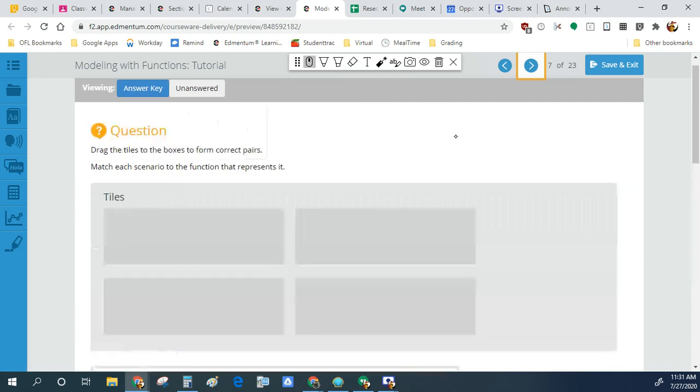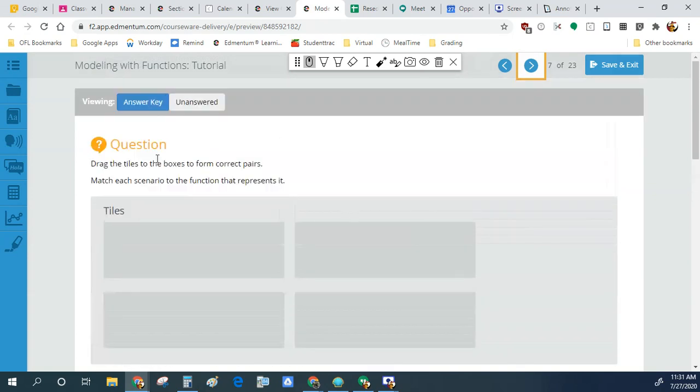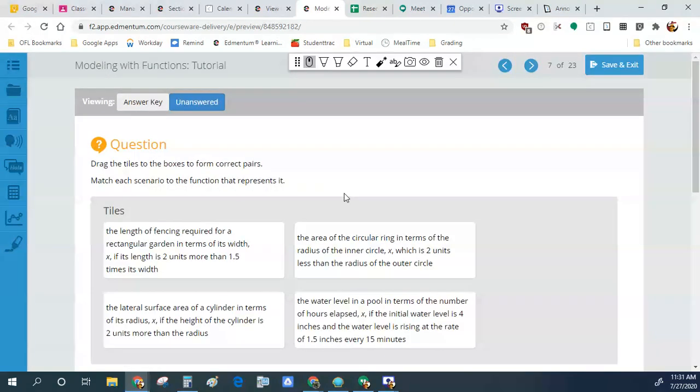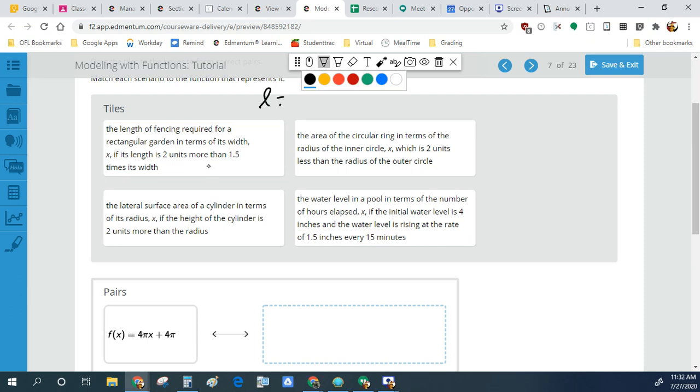Now we're going to move on to this one here. So we're going to drag tiles for each scenario. And I forgot to turn the unanswered part on. So here it's asking what the length is required for a rectangular garden in terms of the width, if the length is 2 units more than 1.5 times the width, right? So in other words, the length equals, we're going to say 2 units more. So we're going to add 2 to whatever the rest of it is.